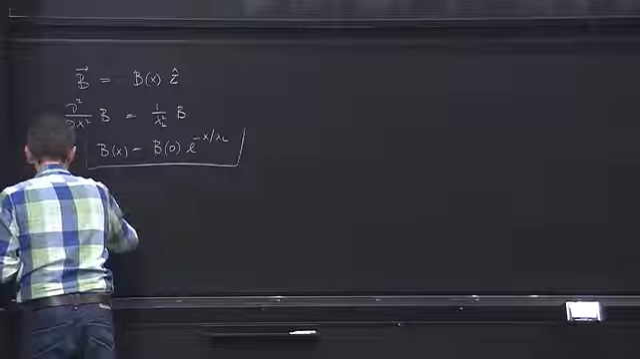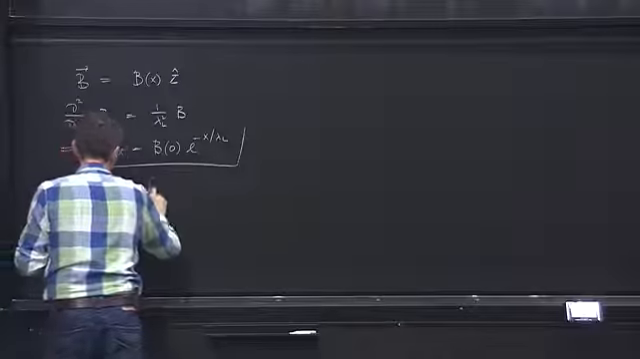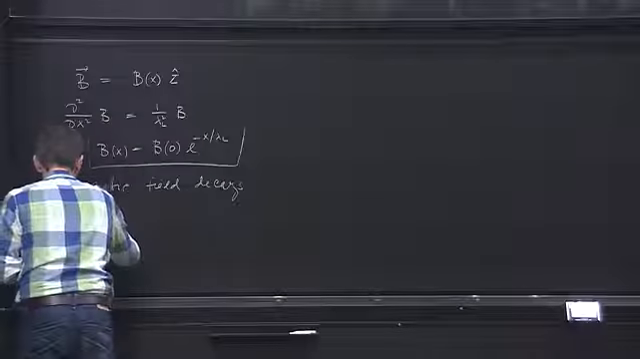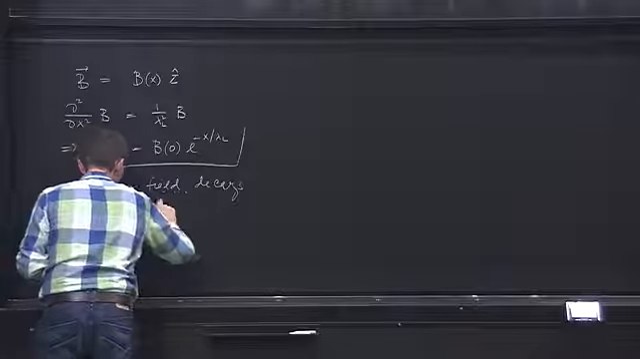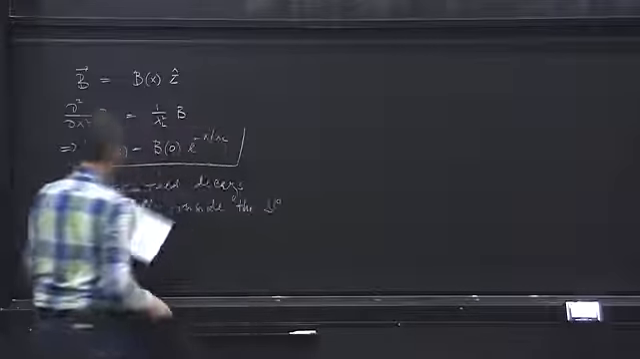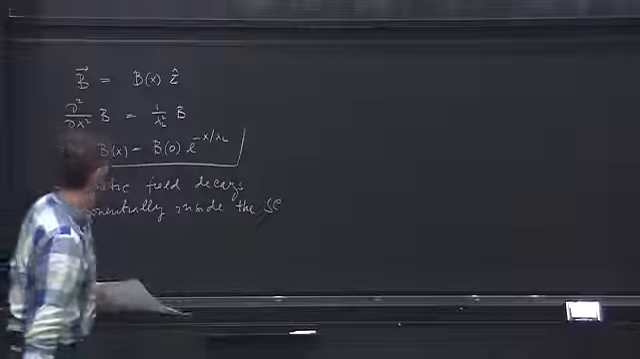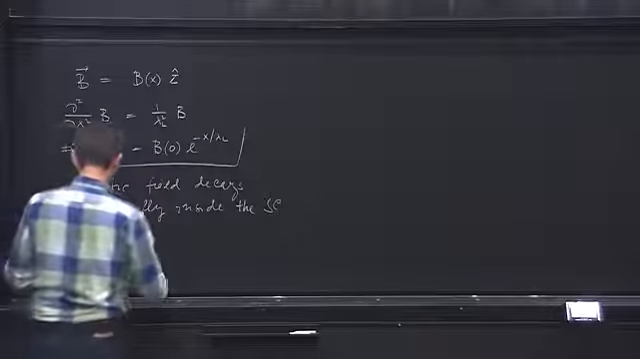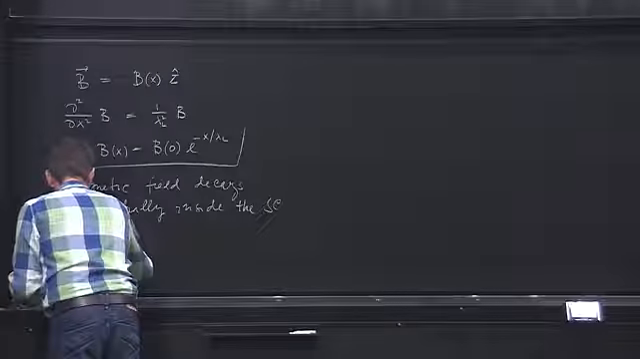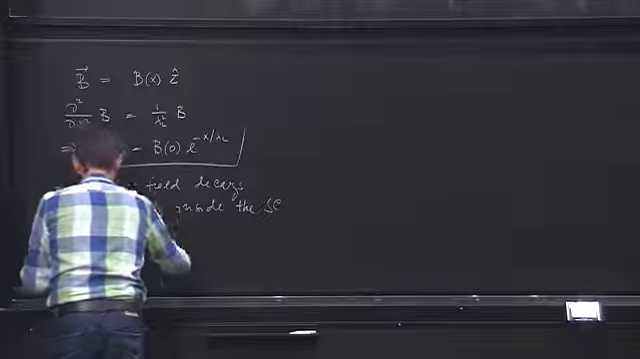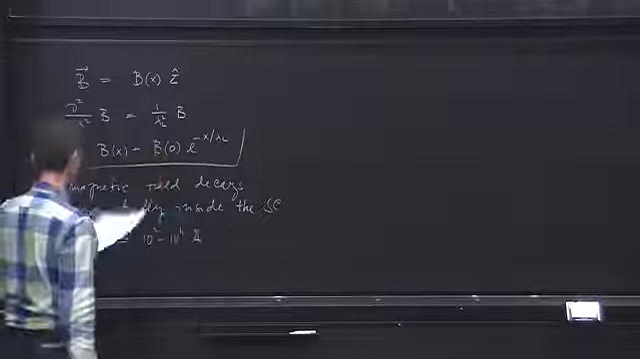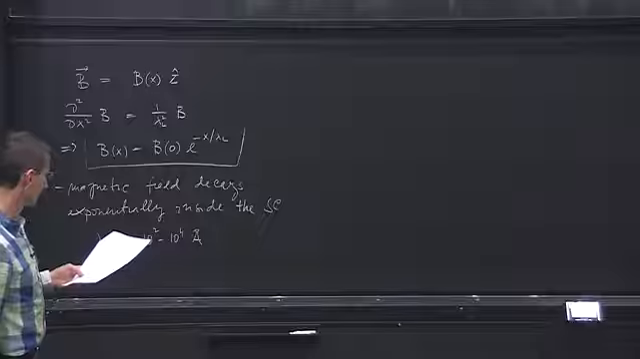So in other words, magnetic field decays exponentially inside the superconductor, and the decay length is the London penetration depth, which in various materials, if you calculate or measure this lambda, is on the order of 100 to tens of thousands of angstroms. So it's a microscopic length scale in various superconductors.